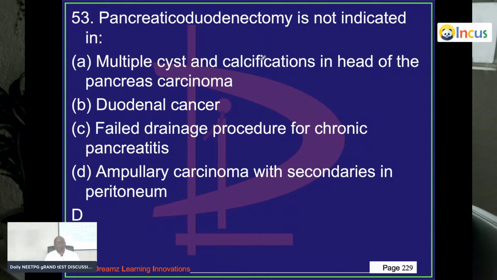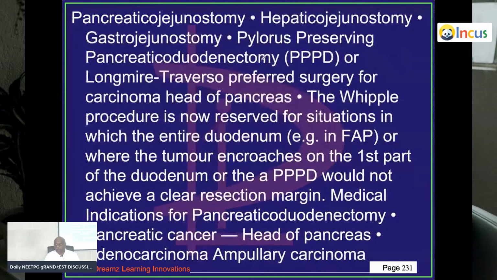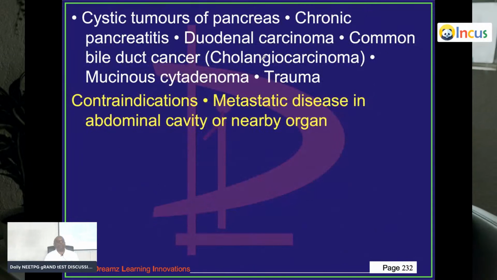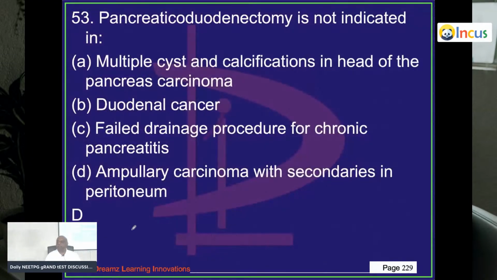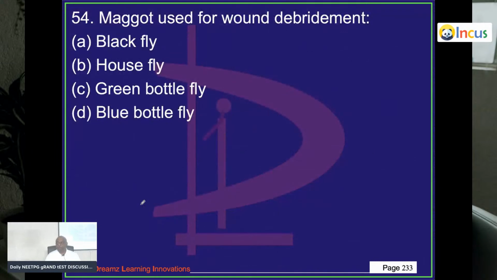So there are certain scenarios, contraindications for doing Whipple's. Any metastatic disease to the abdominal cavity or a nearby organ, as what you can see here, secondaries to peritoneum, becomes a contraindication for doing such a Whipple.